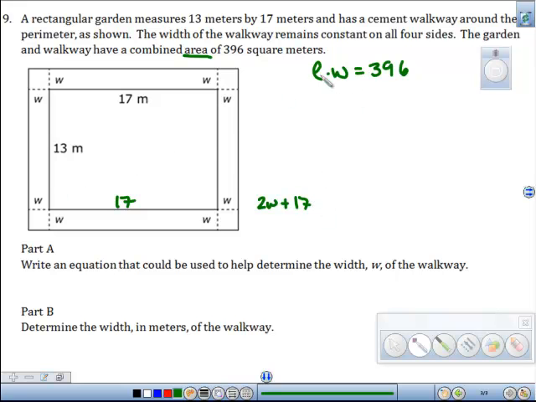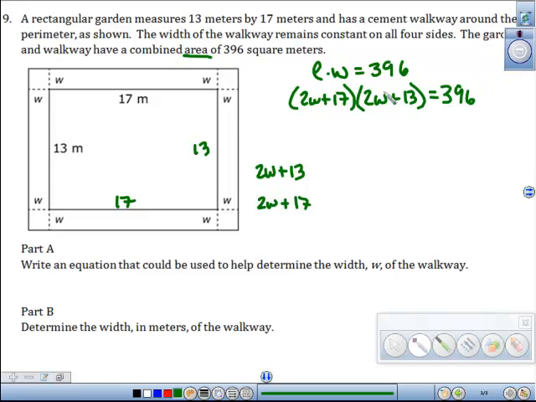Let's say it's the length. So the length is 2W plus 17. And then the width, in this direction, is going to be a W, and then 13, and then another W, so kind of similar. It'll be 2W plus 13. So we know that this times this should equal 396. I mean, we could probably leave it like this, but they probably want you to distribute this all the way out. And since we're going to end up with a quadratic, set this equal to 0.